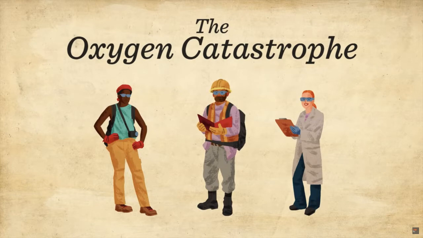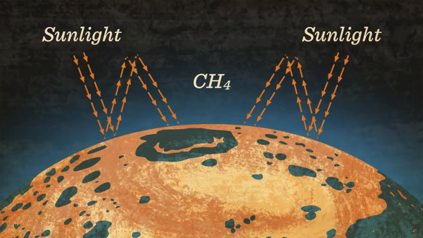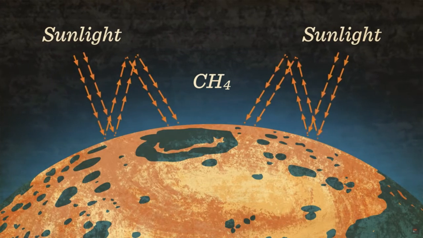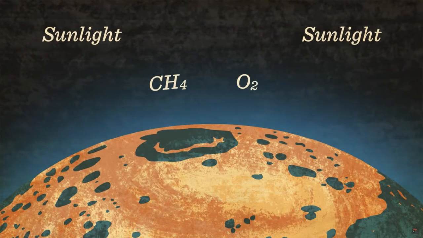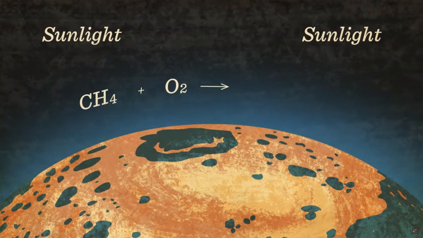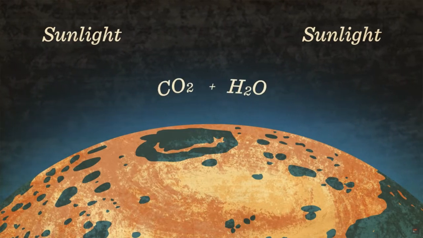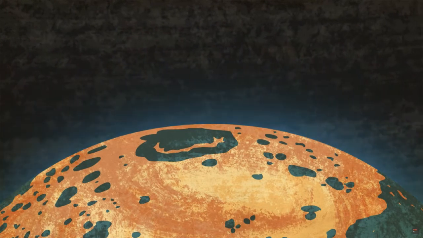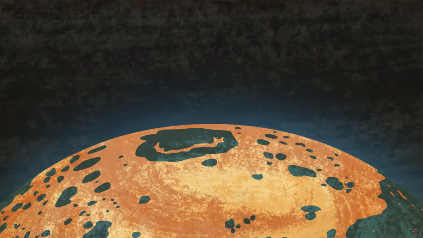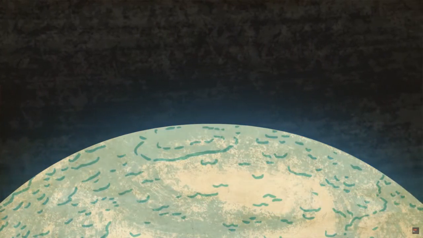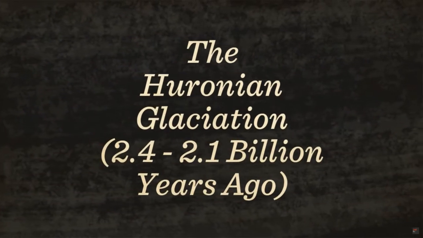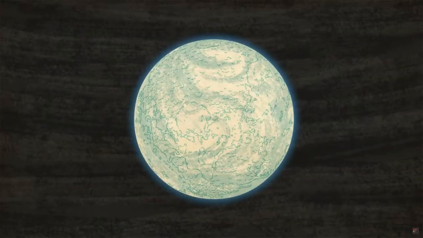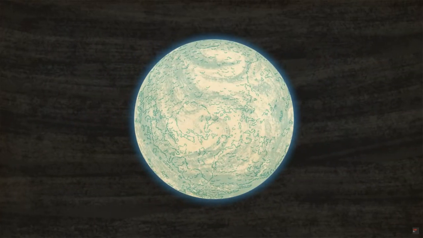That wasn't the only problem. Methane had been acting as a potent greenhouse gas that kept the Earth warm. But now, the extra oxygen reacted with methane to form carbon dioxide and water, which don't trap as much heat. The thinner atmospheric blanket caused Earth's first, and possibly longest, ice age, the Huronian glaciation. The planet was basically one giant snowball for several 100 million years.